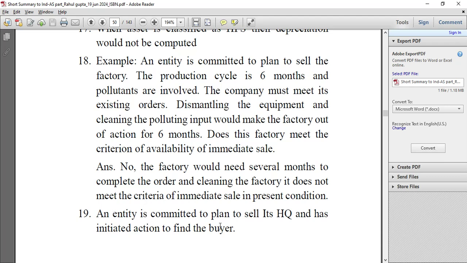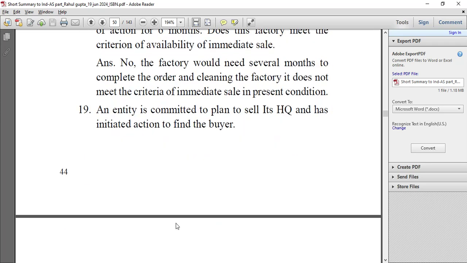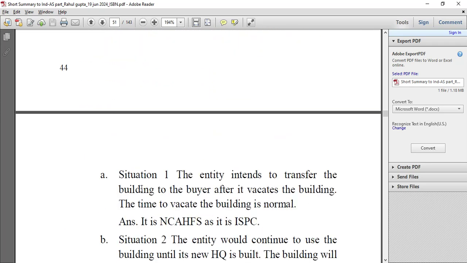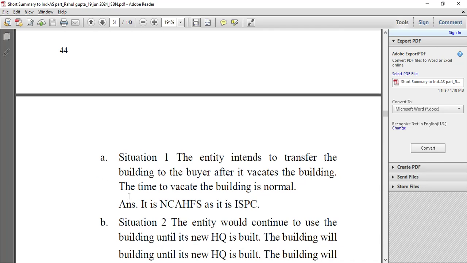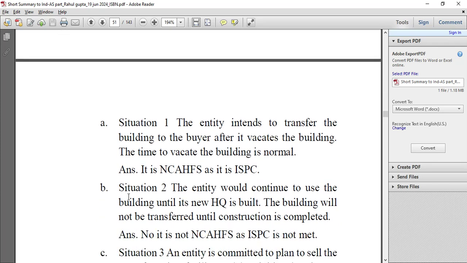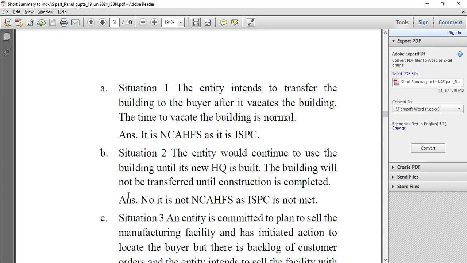An entity is committed to a plan to sell its HQ and has initiated action to find the buyer. Situation 1: the entity intends to transfer the building to the buyer after it vacates the building. The time to vacate the building is normal. It is NCA-HFS as it is ISPC, immediate sale in present condition.